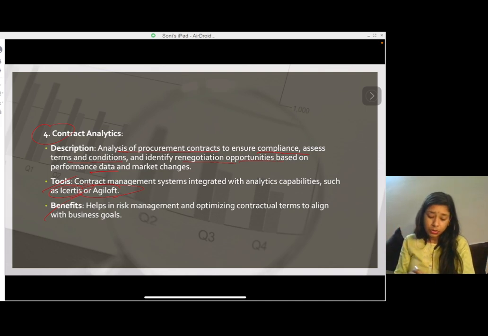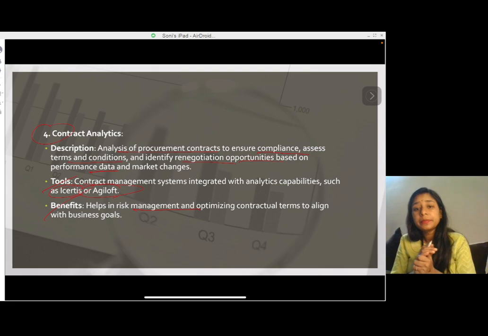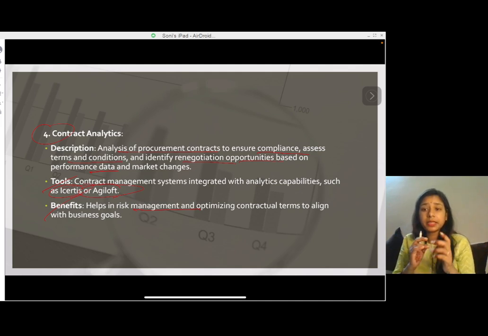This helps in managing the risk and optimizing the contract in such a way that it aligns to the business goal, and it will help you in any case in which you have to go to court or have the legal formalities done, right?